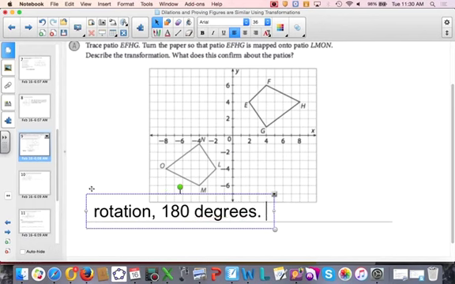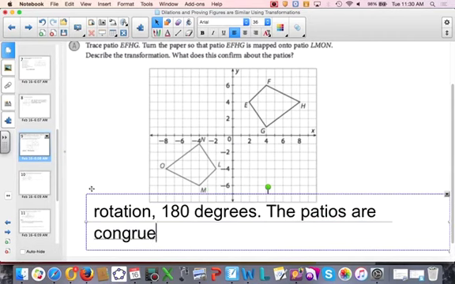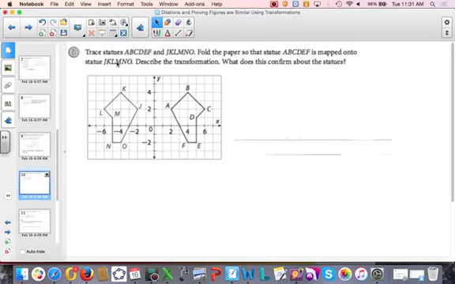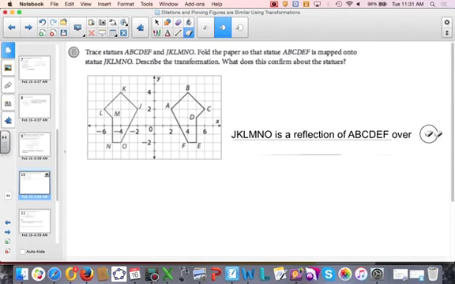And what does this confirm about the patios? The patios are congruent, because remember that a rotation is a congruence transformation. Part B, it says trace them and fold the paper so that statue ABCDEF is mapped onto statue JKLMNO. Describe the transformation. What does this confirm about the statues? Well, if we're folding the paper, then it should be apparent that it's a reflection, and it's a reflection over the y-axis. And so that means that the two statues are congruent.